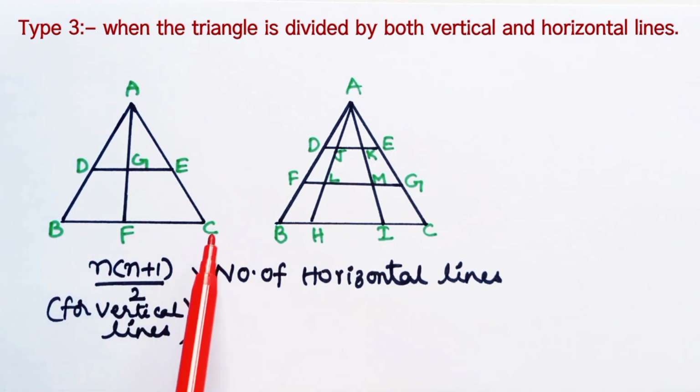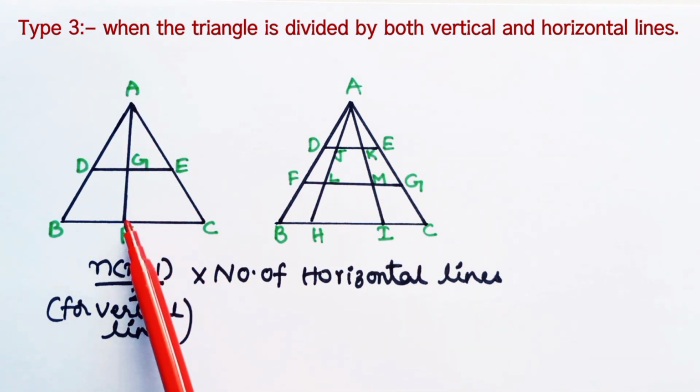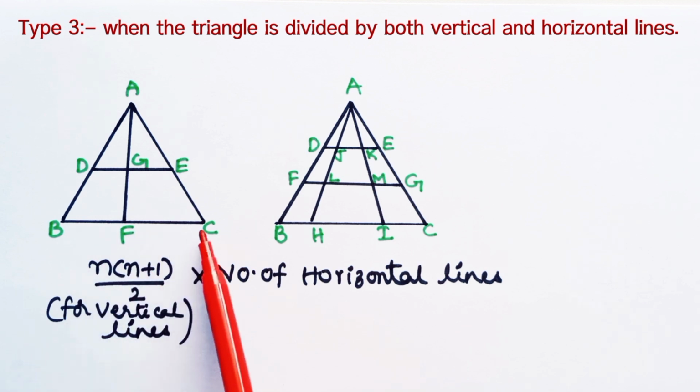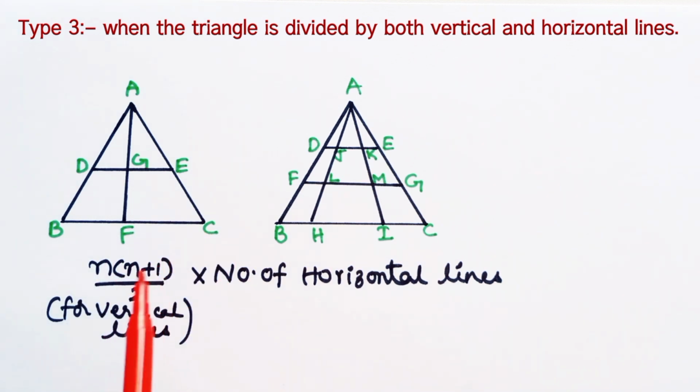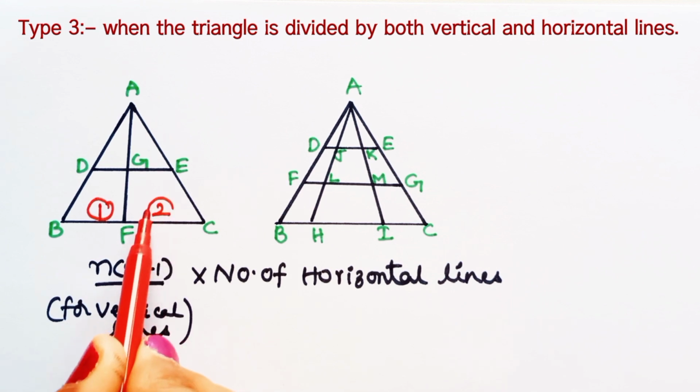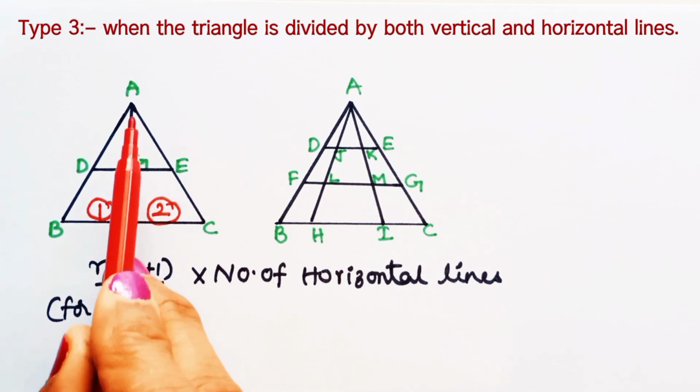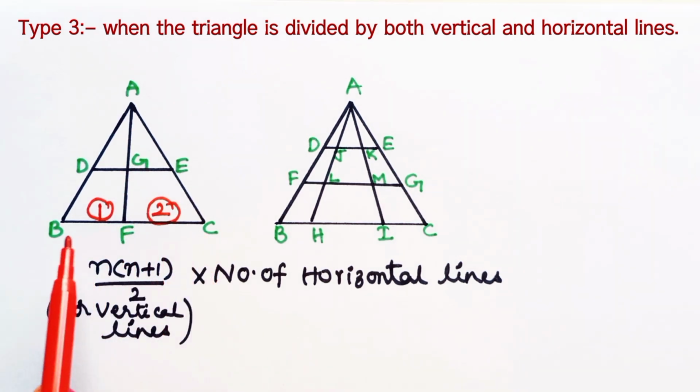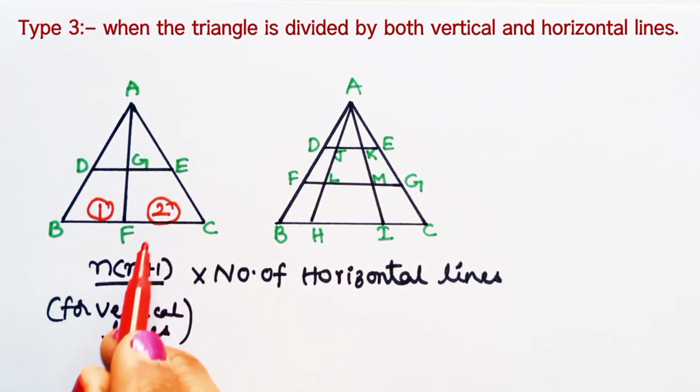In the triangle ABC, what is the vertical line? The vertical line is AF. This vertical line AF is dividing the base of the triangle BC into how many parts? This is 1 and this is 2. So the vertical line AF is dividing the base BC into 2 parts. So n is equal to 2 here.